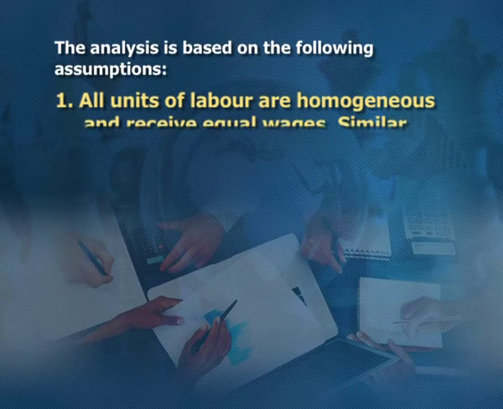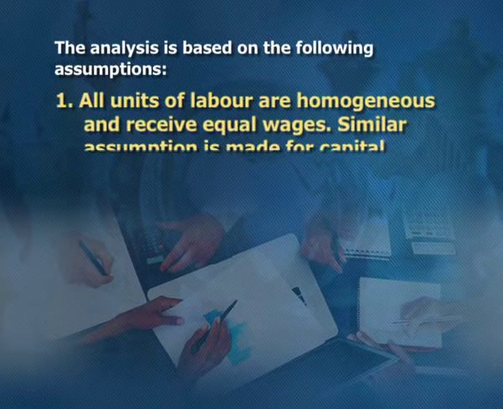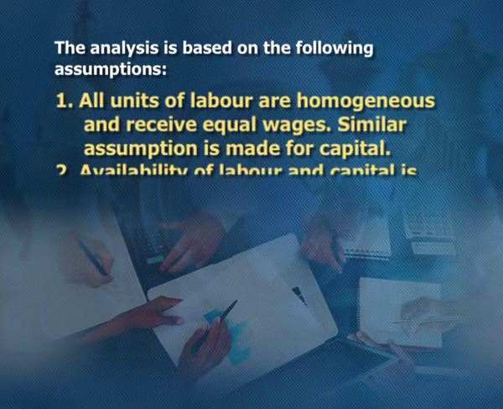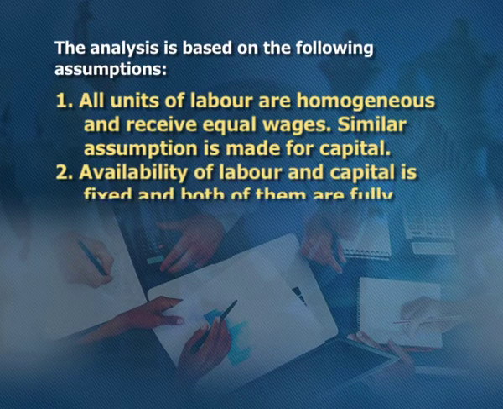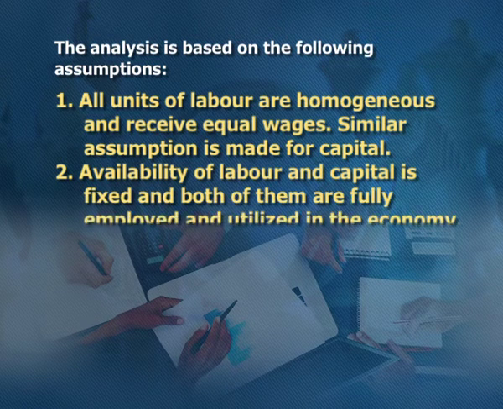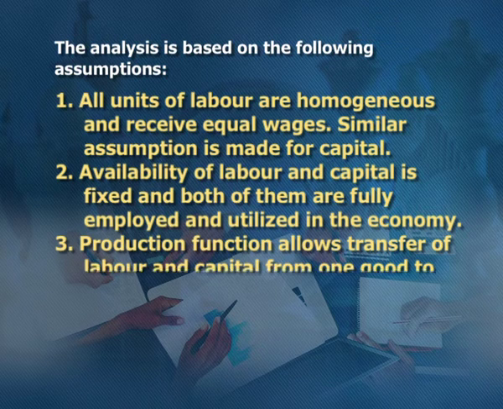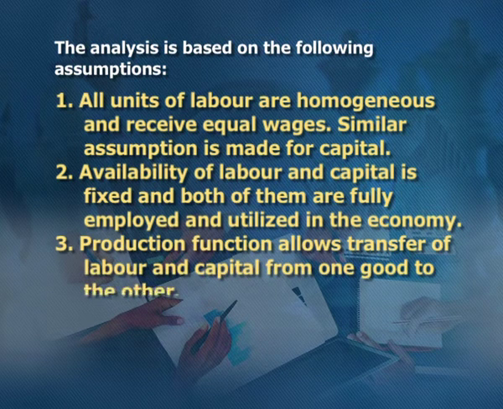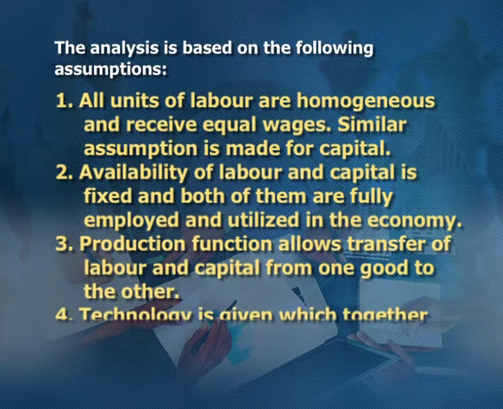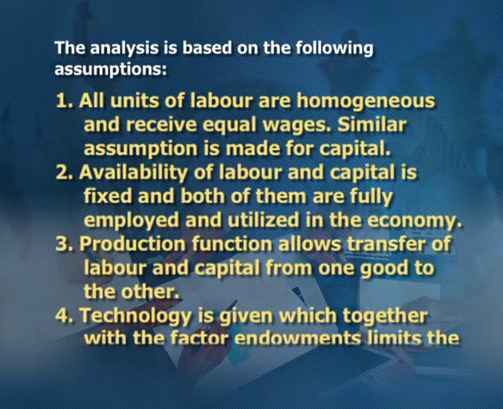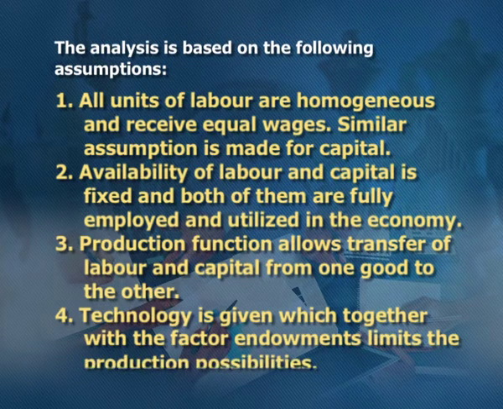The analysis is based on certain assumptions such as: first, all units of labor are homogeneous and receive equal wages. A similar assumption is made for capital also. Another is that the availability of labor and capital is fixed, and both of them are fully employed and utilized in the economy. Another is that the production function allows transfer of labor and capital from one good to the other. Another is that technology is given, which together with the factor endowments limits the production possibilities.